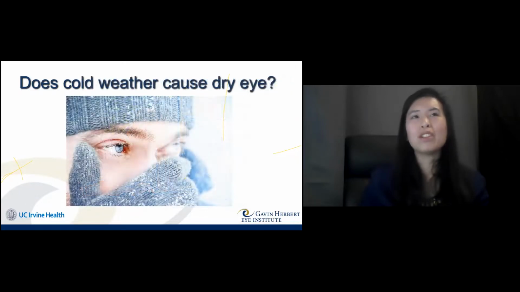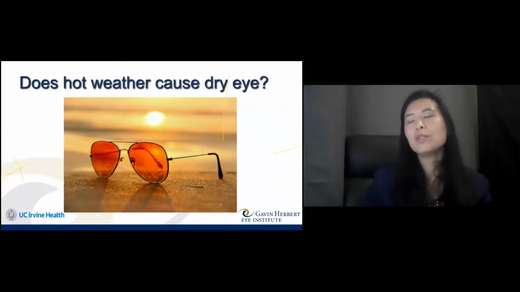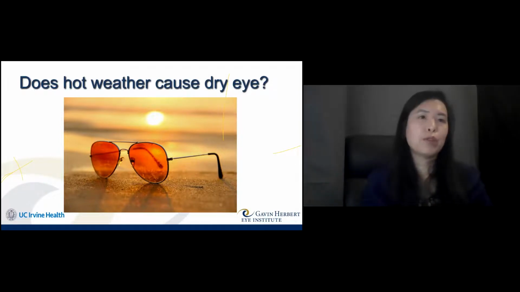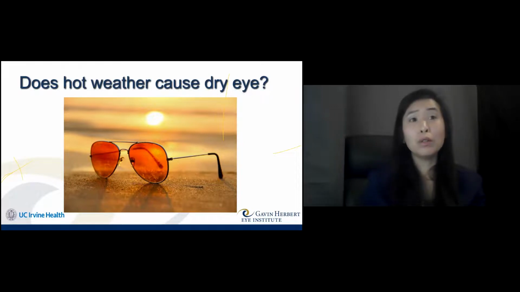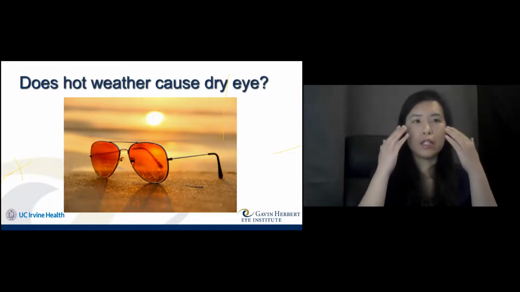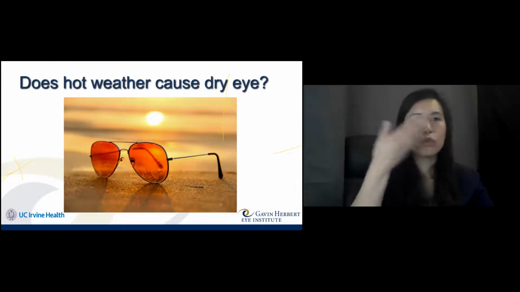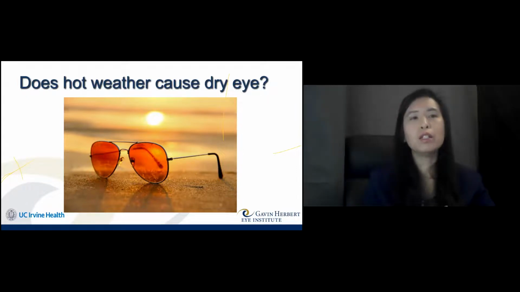How about weather? Does cold weather cause dry eye? Does hot weather cause dry eye? It's not so much the weather that causes it, but if only cold weather caused dry eye, then we wouldn't have any patients with dry eye in Southern California, right? So weather isn't the only factor here, but anytime the humidity is low, the same problem is going to happen, that your tears are going to evaporate off the eye. And we don't like the feeling of cold or dry or air blowing across the surface of the eye. It does make the tears evaporate off the surface.